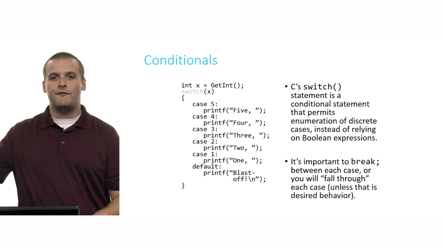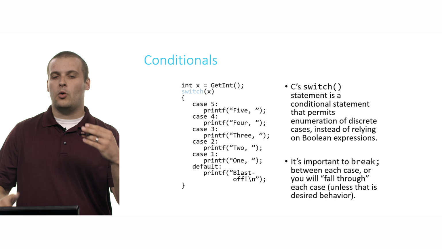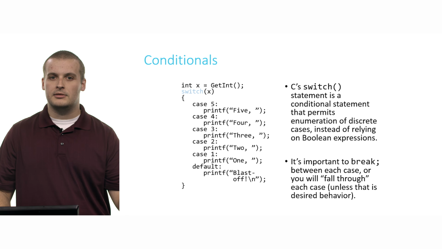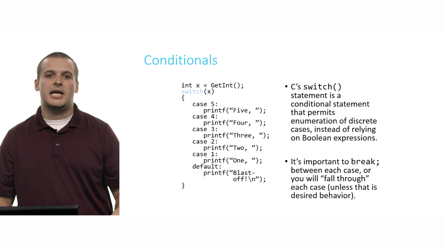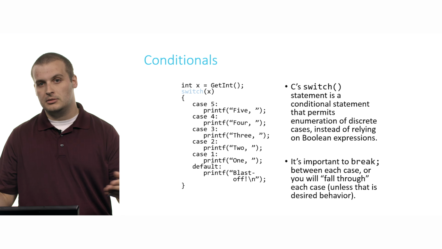What will happen is you will fall through each case. So in this case, I've organized my cases in such a way that if the user types 4, I will print 4, 3, 2, 1, blast off. And if they typed 5, I would start at 5 and do the same thing. And if they typed 1, I would just do 1, blast off.